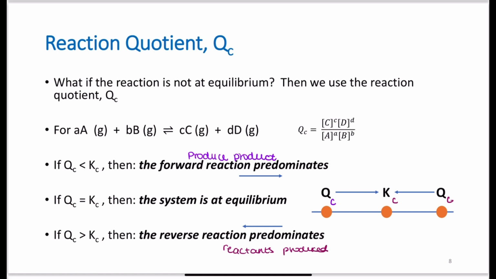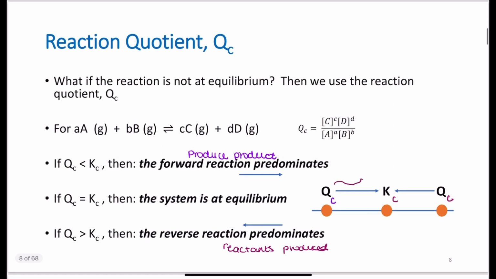Think about it like on a number line. Qc is always trying to reach Kc. So if Qc is less than Kc, it needs to go in the forward direction to reach Kc. If Qc is bigger than Kc, it needs to go in the reverse direction to reach Kc. If Qc has reached Kc already, if it's equal to Kc, it's already at equilibrium, it's at its happy steady state, there's no reason for it to change.